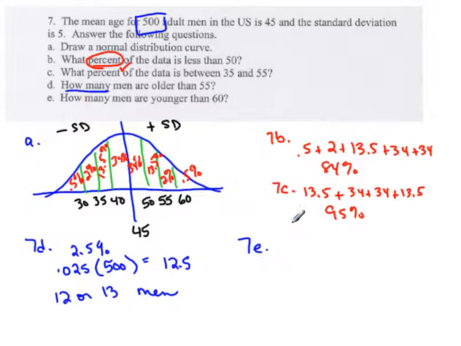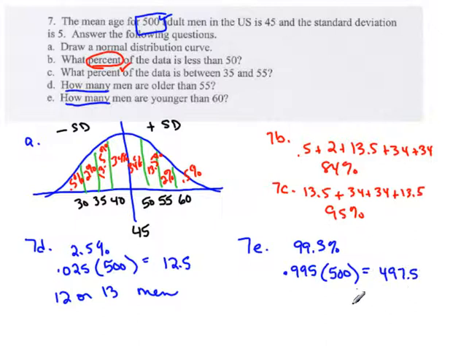And finally, 7E, same type of question, how many men are younger than 60? Well, all of these are younger than 60, everything except for that 0.5. So when you add up all of those decimals, I get 99.5%. Convert the percent to a decimal, move that decimal 2 places to the left, and you get 0.995. Multiply by the total number of men in that survey, which would be 500. And you get 497.5. Once again, we want to round or truncate, so either 497 or 498 men would be an acceptable answer.